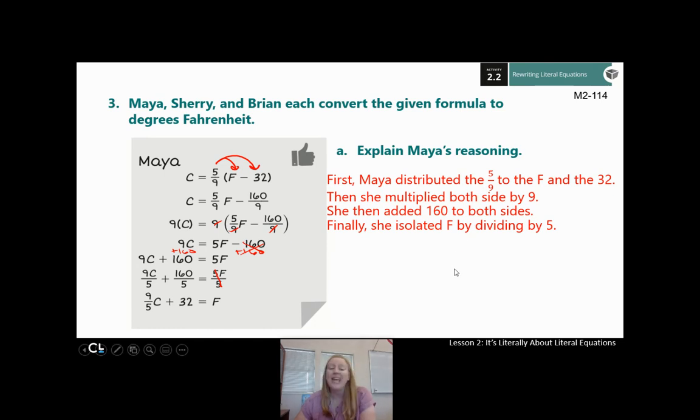Good. She did some good work. It's not the same method we used, right? She used a different method than we did, but she still got the same answer, and she still did some good work. And we know it's okay to use different methods. We've already learned that. That's fine.